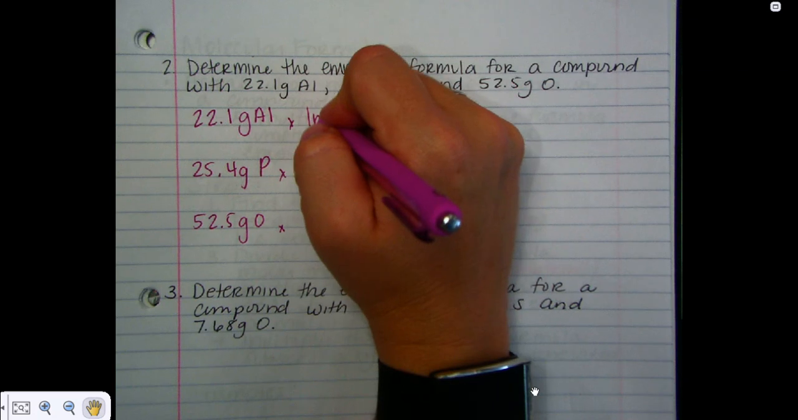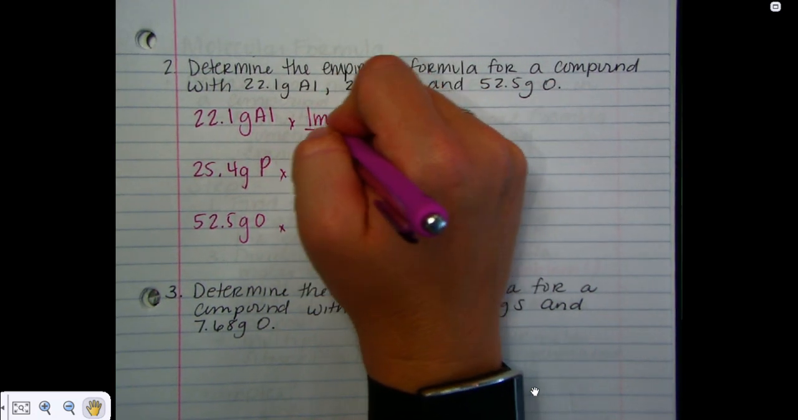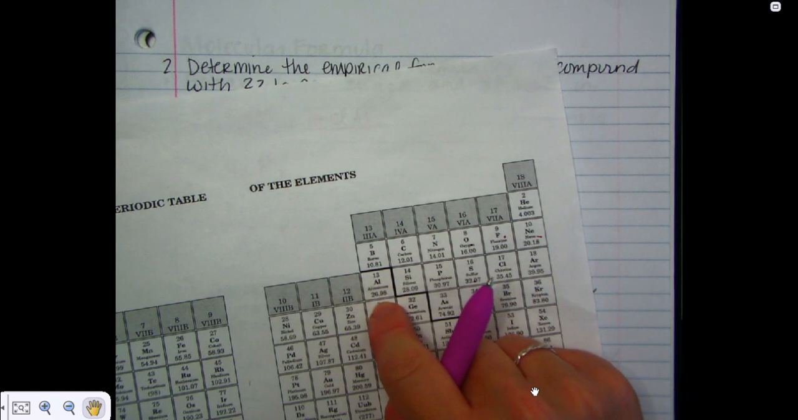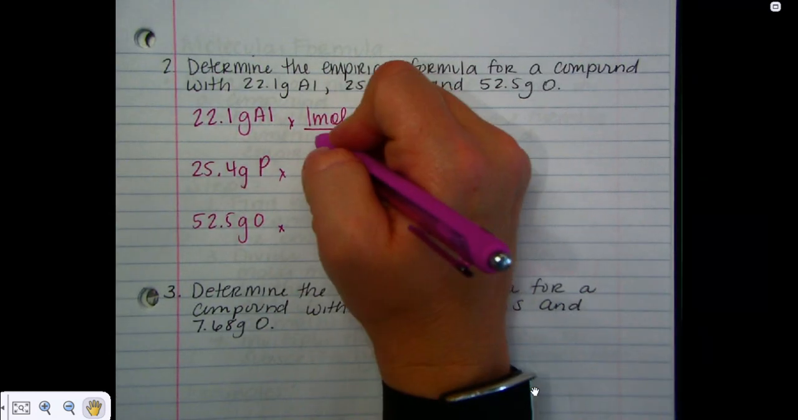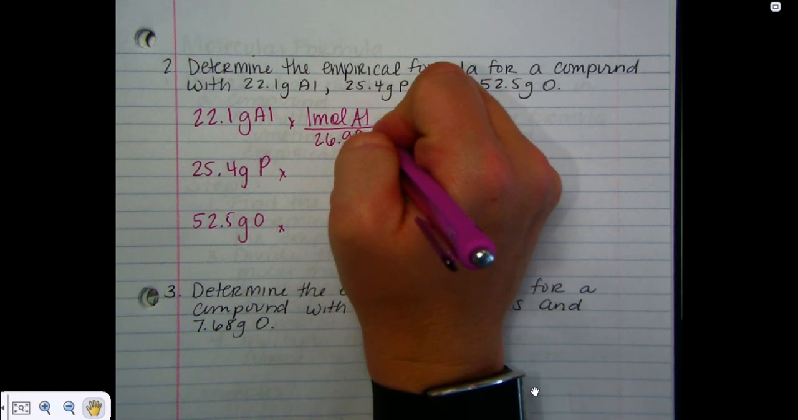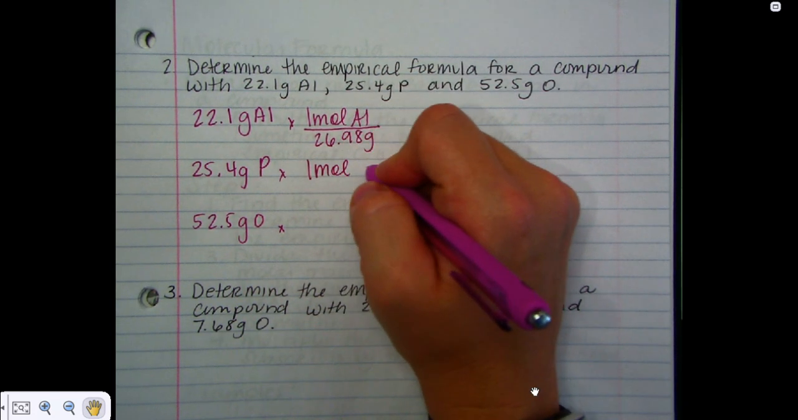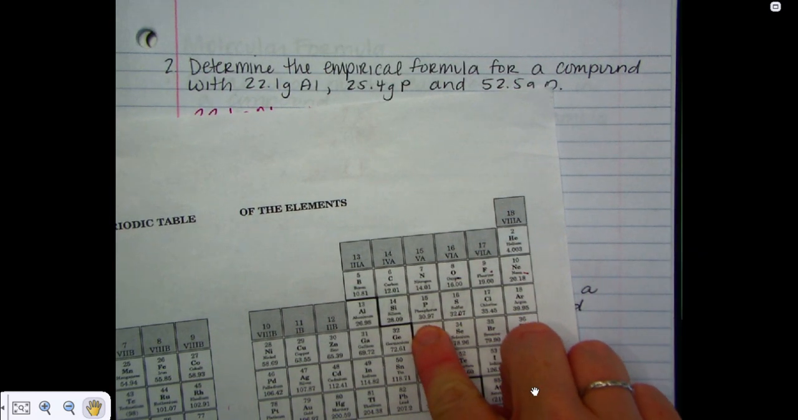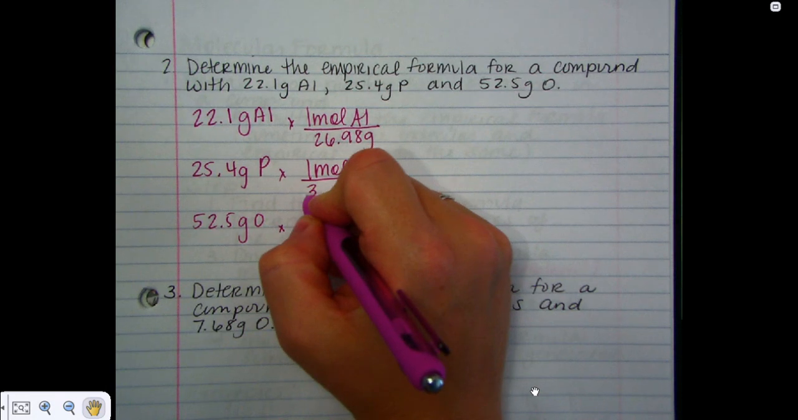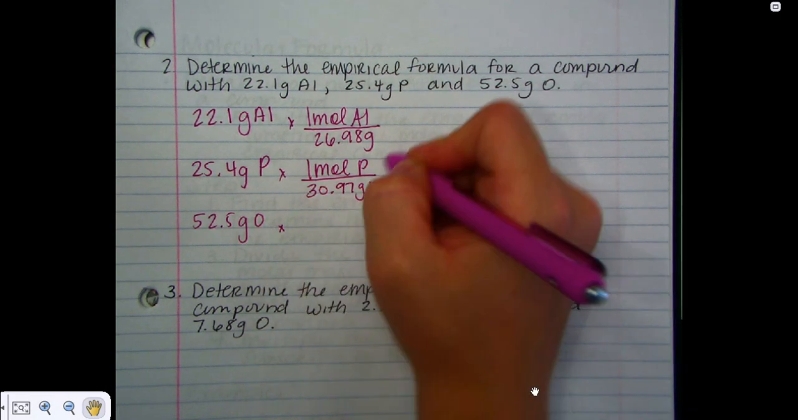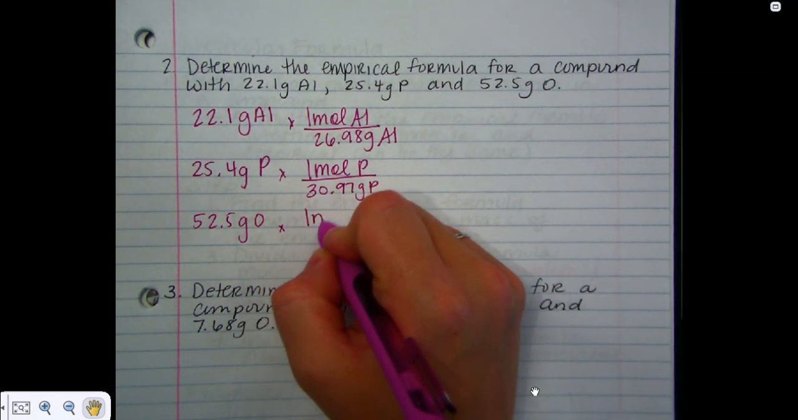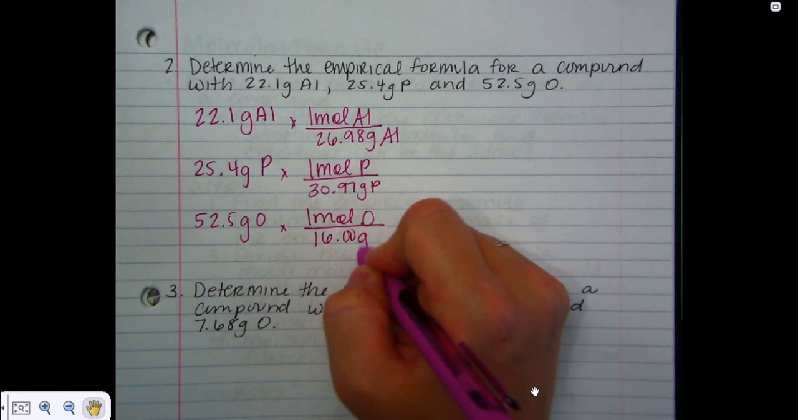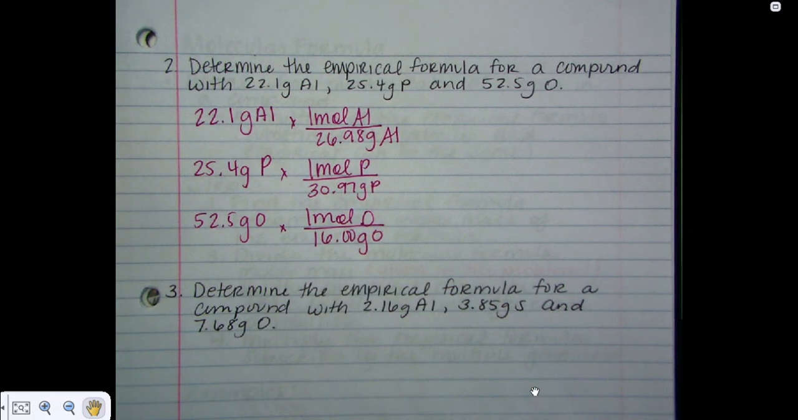Okay, so percent is grams, we don't have to do percent to grams. So 1 mole of aluminum over the molar mass of aluminum. On my periodic table, my molar mass of aluminum is 26.98 grams. Then 1 mole of phosphorus over the molar mass of phosphorus, 30.97. And then 1 mole of oxygen over the molar mass, which we know of oxygen, 16.00.